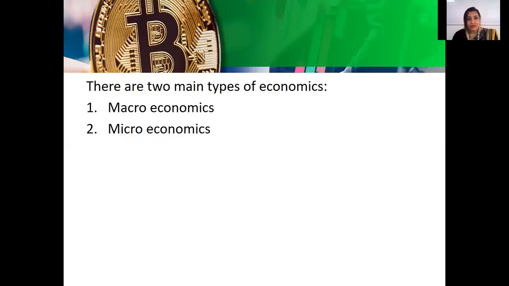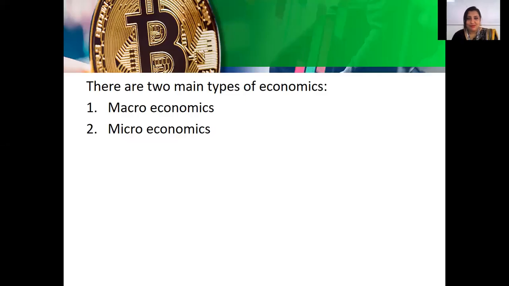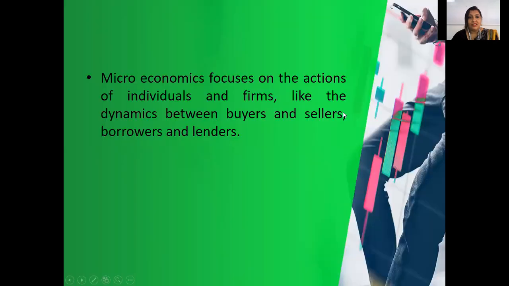There are mainly two types of economics. One is macroeconomics, and another one is microeconomics. So what is macroeconomics and what is microeconomics? Macro means a larger picture or the economy as a whole, whereas micro means a particular individual business firm. Micro is narrow, related to an individual firm, whereas macro means the economy as a whole. That's the difference between microeconomics and macroeconomics.